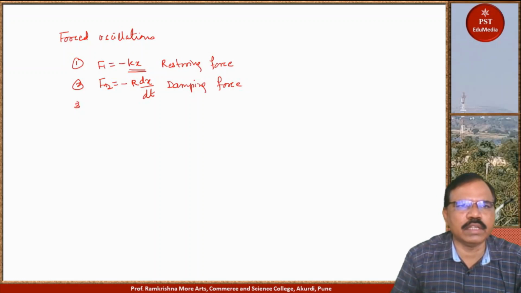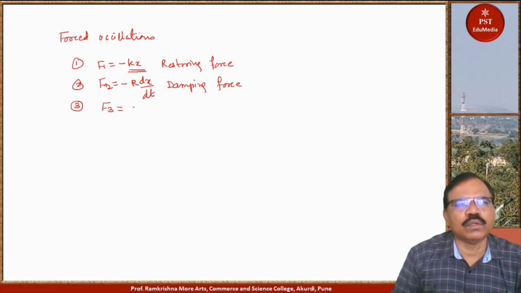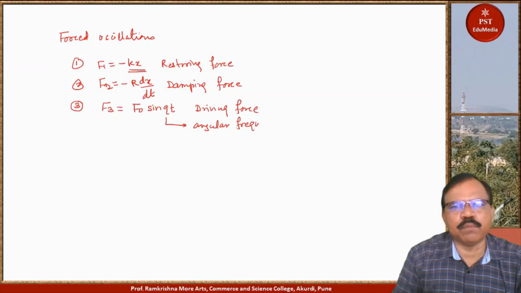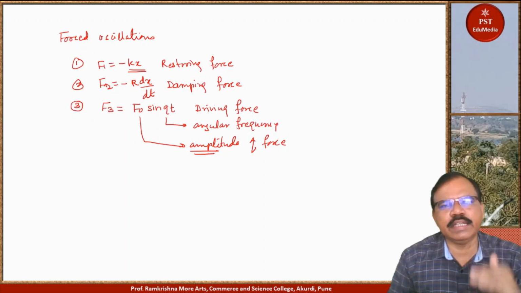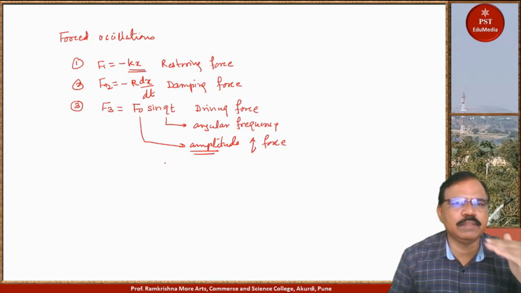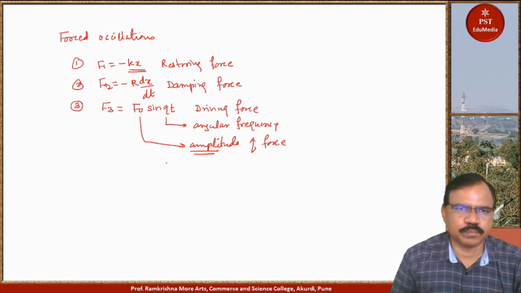We want body to oscillate with some constant amplitude, so we have to apply external periodic force. So F3, we can take F0 sine Qt. This is periodic force. It is also called driving force. And what is Q? Q is angular frequency of applied force. And F0 is amplitude of force, that is maximum value of force, because sin Qt varies between +1 and -1. So F3 varies between F0 and minus F0 through 0.